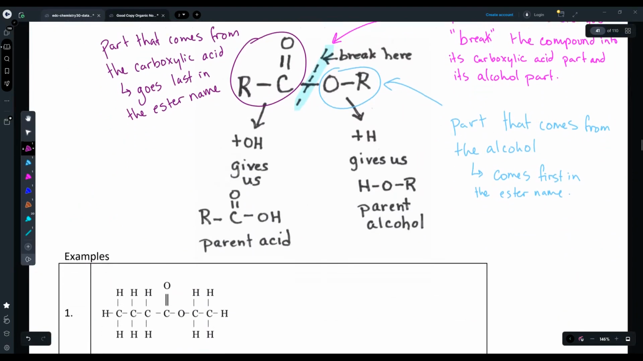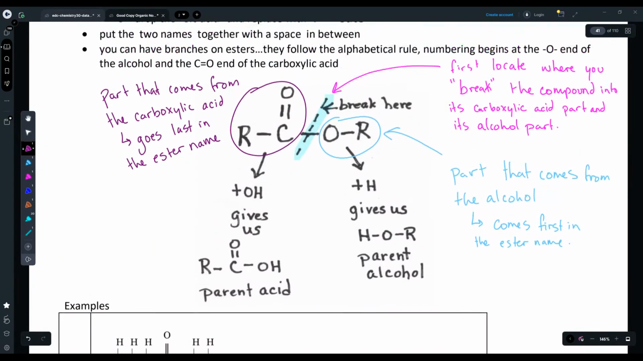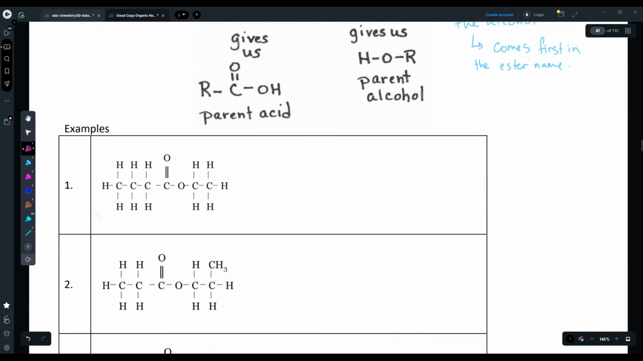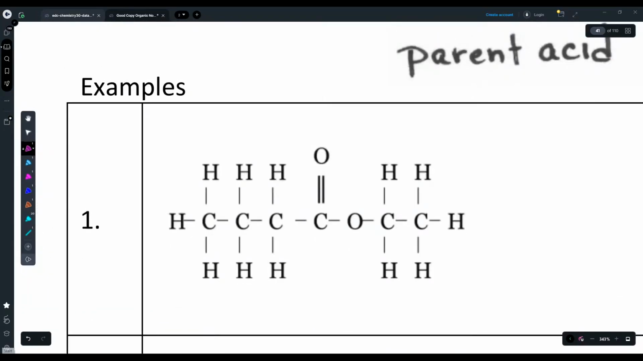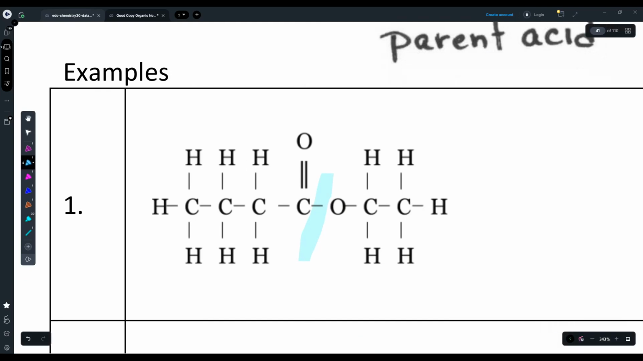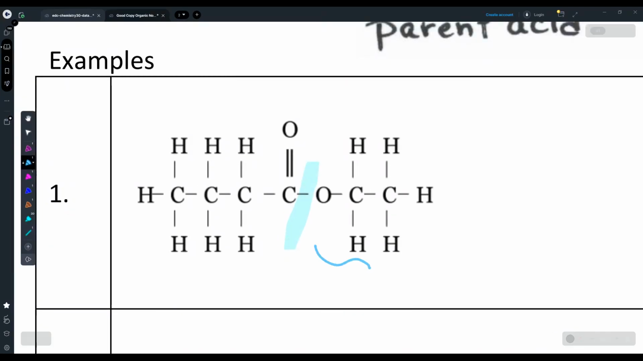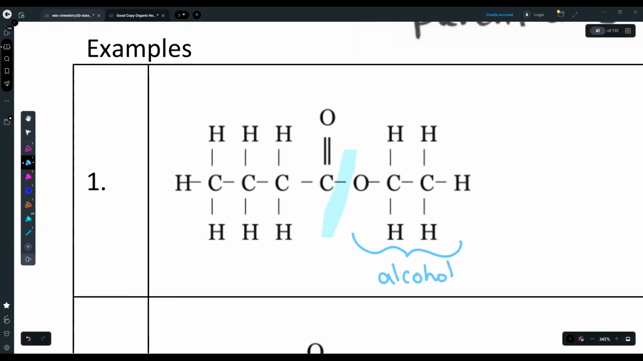Okay, so we've got the main details here. Let's go on to some examples. First things first, identify the break point. That's going to be right here. This part is coming from the alcohol, and this other part is coming from the carboxylic acid.